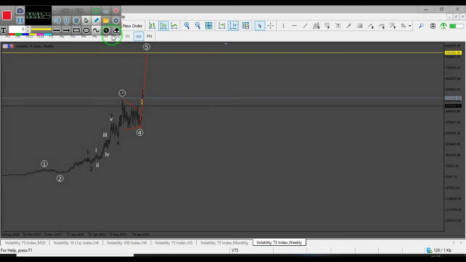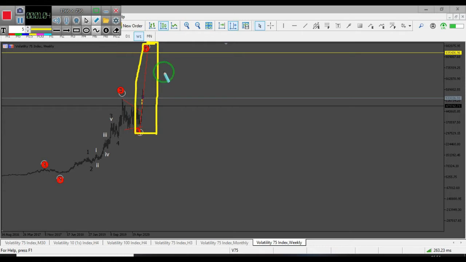As you can see, we have made wave 1, 2, we've made wave 1, 2, 3, 4, 5. So what's left here, guys, is for us to complete this last move of wave 5 to the upside. And currently, when we're looking at the weekly time frame, V75 is extremely bullish.